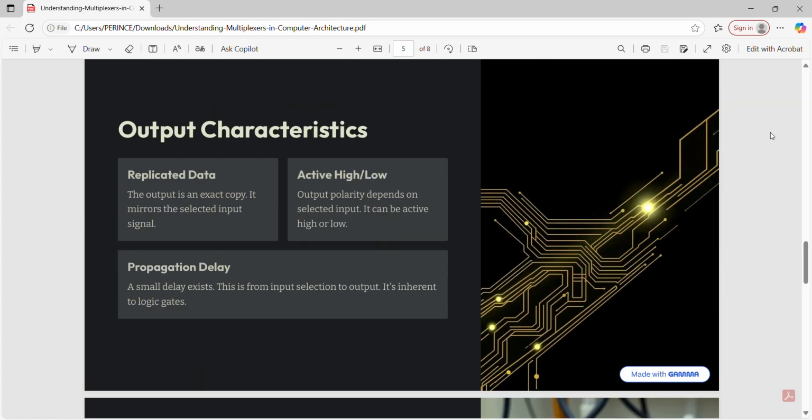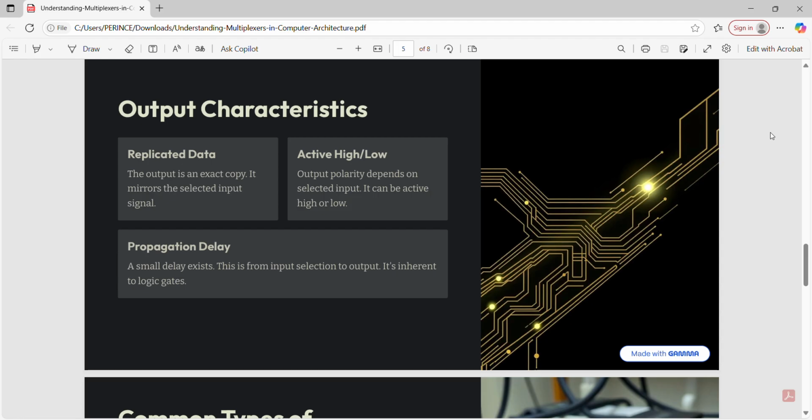We have the input characteristics. We have the replicated data, the active high or low, and the propagation delay. So for the replicated data, the output is an exact copy. It mirrors the selected input signal. Active high or low: the output polarity depends on the selected input. It can be active high or low.